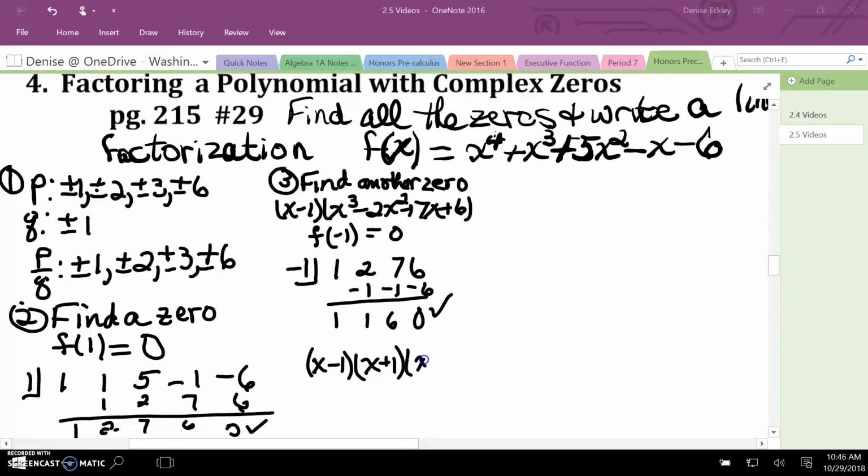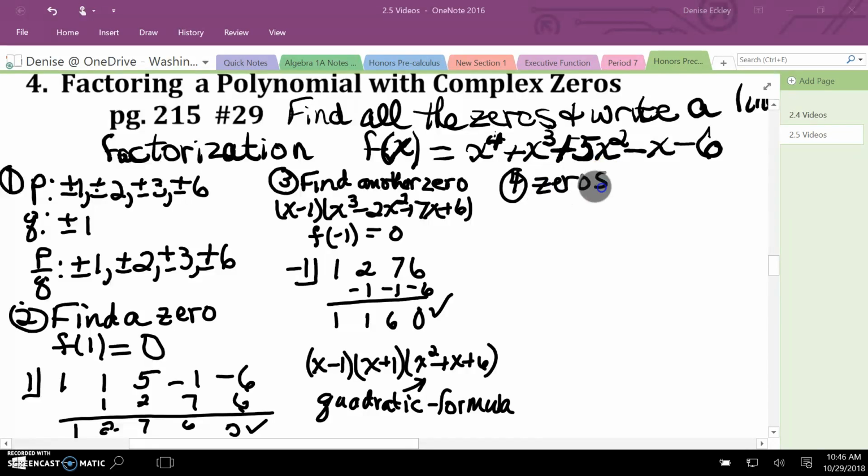And now I have a quadratic. I have x squared plus x plus 6. So the next step is to use the quadratic formula, because that won't factor. And I'm not going to do all the steps here. You guys can do that on your own. So my last two zeros are now going to be, let me write this down. So my zeros are x equals 1, x equals negative 1, and then I have my two quadratic zeros, which are negative 1 plus or minus i times the square root of 23 all over 2.